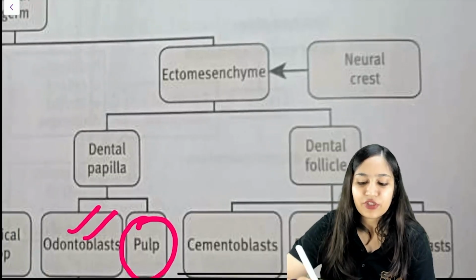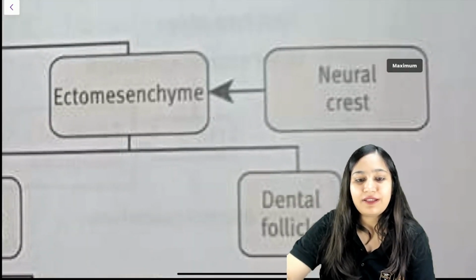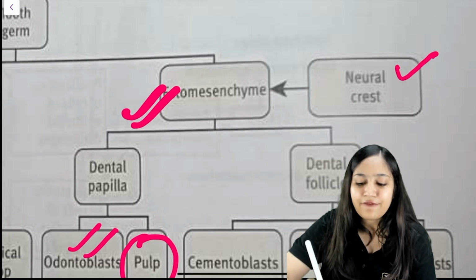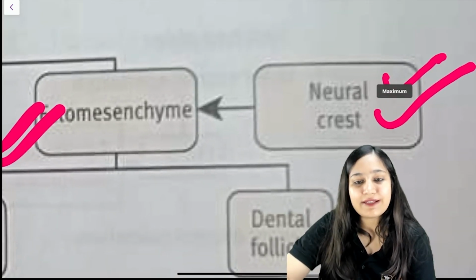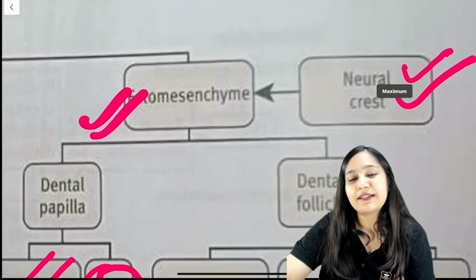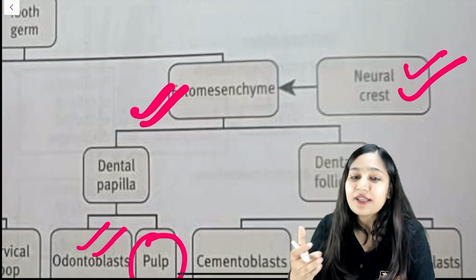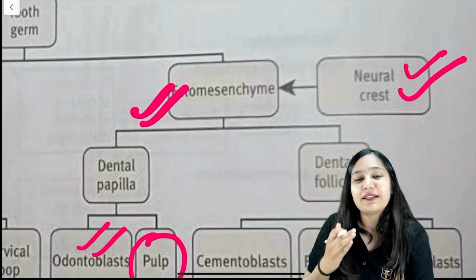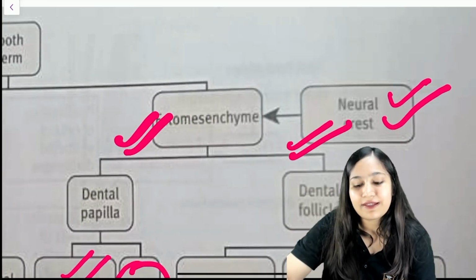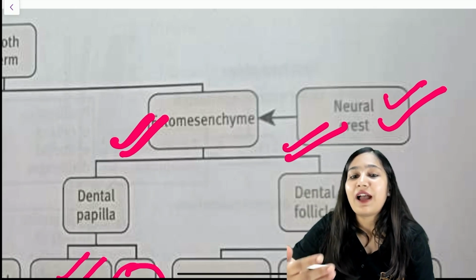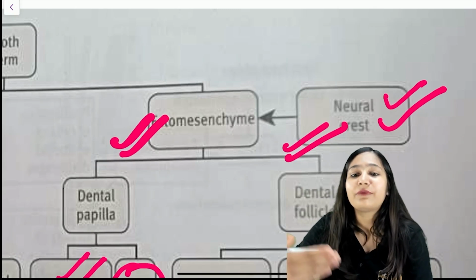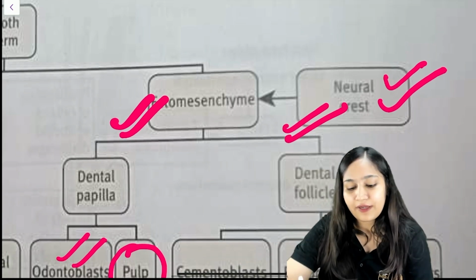Here the previous question is also answered in the same chart. As we can say, ectomesenchyme is mainly derived from neural crest cells. And this ectomesenchyme forms what? Dental papilla and dental sac both. So the structures which are derived from dental papilla and dental sac are indirectly derived from neural crest cells. So we are getting answers to 2 questions from this chart, the previous question as well as the current question.